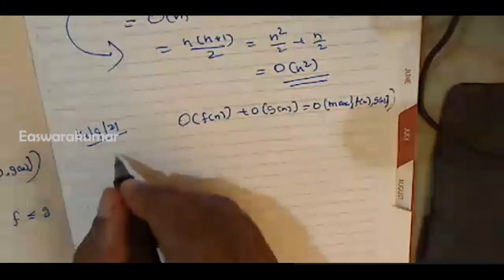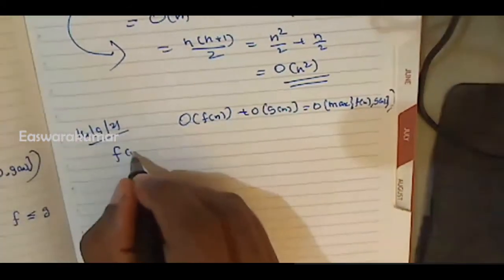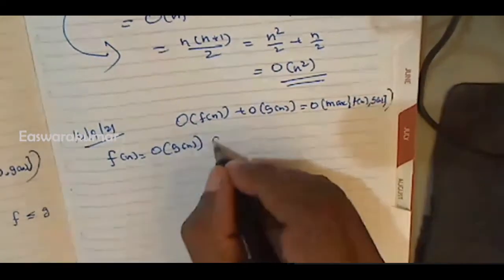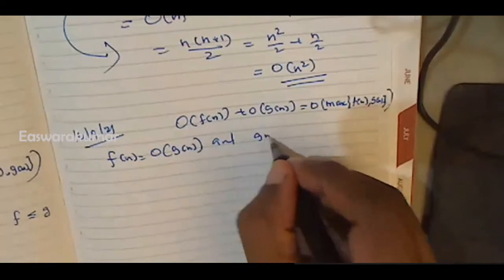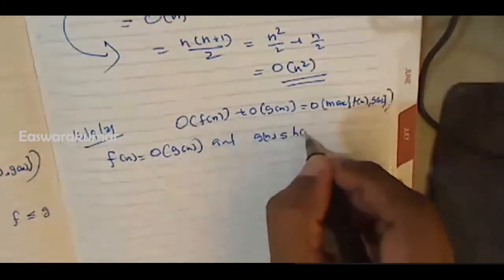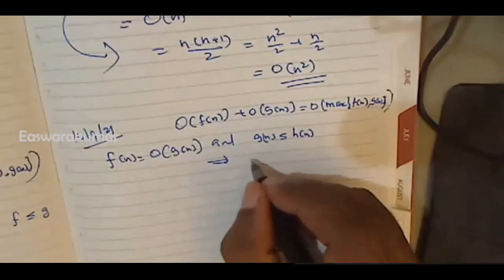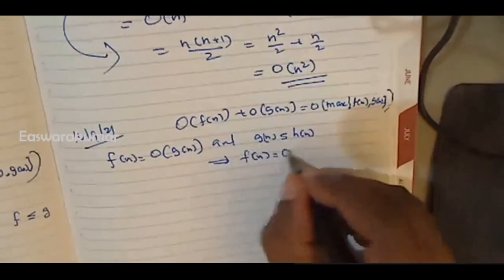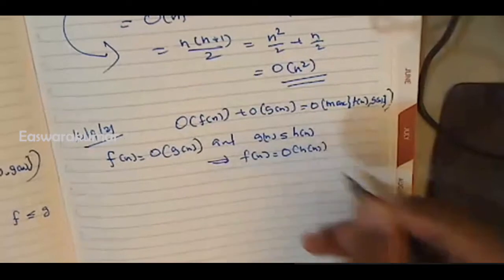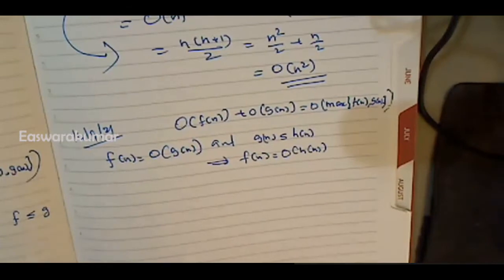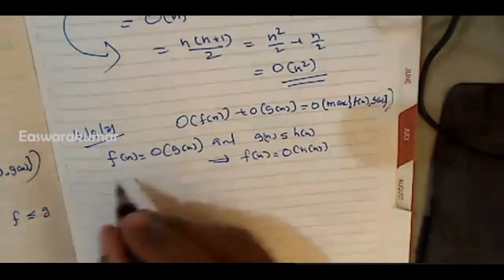Another property is that if f of n is equal to order of g of n and g of n is less than or equal to h of n, that implies f of n is equal to order of h of n. So this is also almost clear. Anyway, the proof is not complicated, it's a straight proof only.